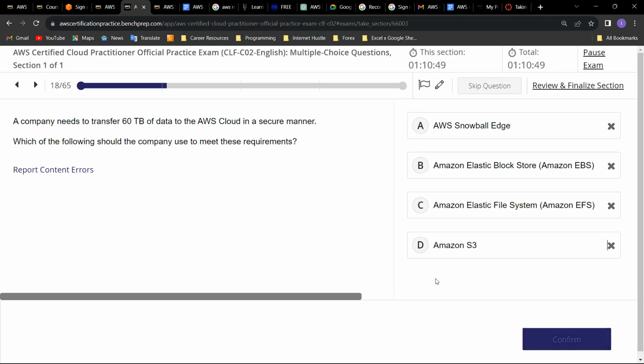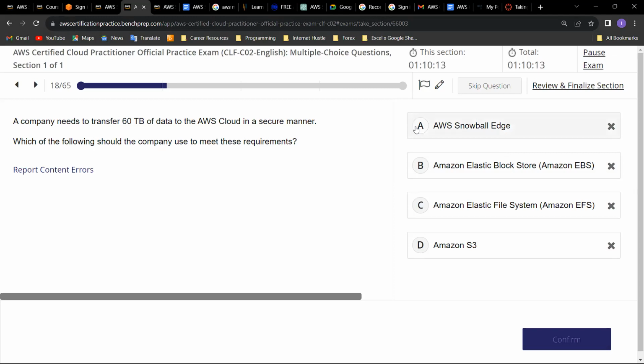A company needs to transfer 60 terabytes of data to the AWS cloud in a secure manner. Which of the following should the company use to meet these requirements? Okay, so the answer is A.